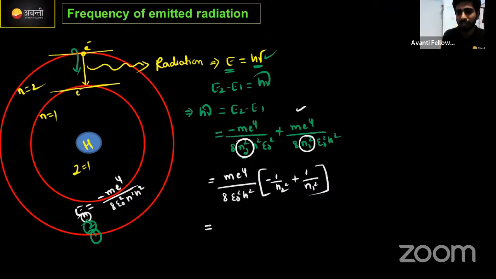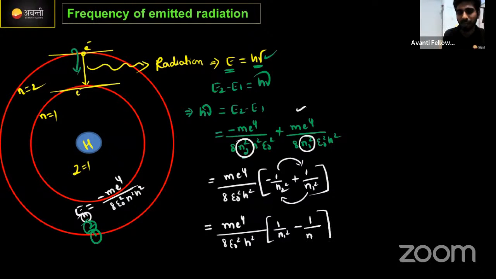Then in the next step, look, minus 1 by n2 square is there. I'm going to take this to the right hand side and this one to the left hand side. Nothing will be changed, I'm not going to change any sign. Same sign I will keep, but I will interchange these two. Then it will become m e to the power of 4 divided by 8 epsilon naught square h square, 1 by n1 square, plus was plus only. If you take this to the right hand side, 1 by n2 square. This is actually equal to h nu.